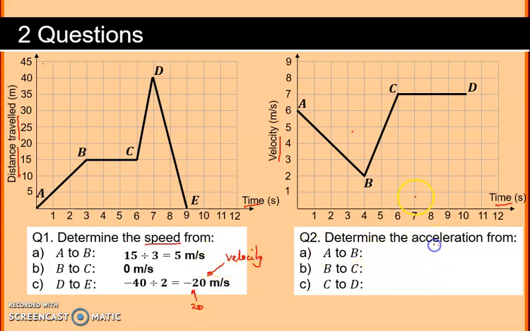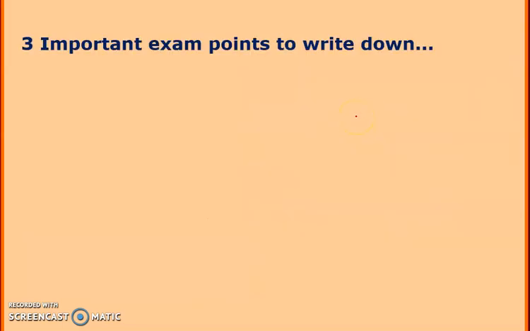And to determine the acceleration from this graph, again, there's 3 things to do. C to D, look at this. Whenever it goes across, you know it's going to be 0. So that one was 0, and of these 2, one of them's negative because it's slowing down. The other one's positive because it's going up. Its speed is increasing.